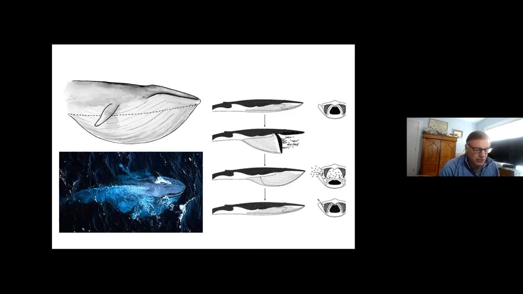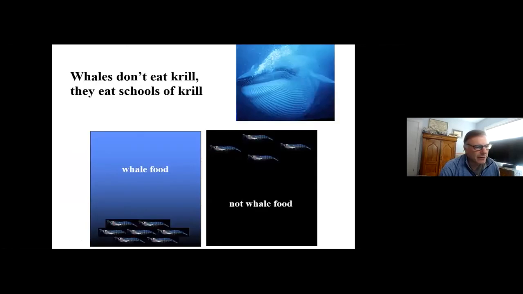So whales don't eat krill. That's one of the biggest fallacies that are put out there. Whales don't eat krill, they eat schools of krill. And if the krill don't aggregate, whales won't feed on them. So when they do this, they're whale food. When they do this, they're not whale food. So this very behavior that they do to avoid predators is what makes them whale prey. If they didn't do that, whales wouldn't feed on them.